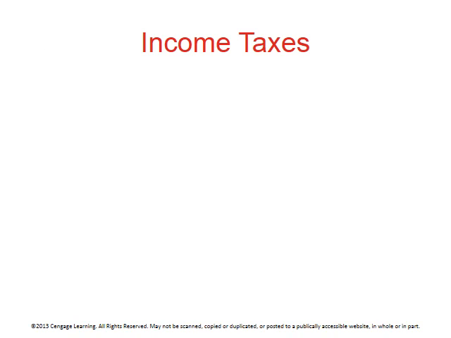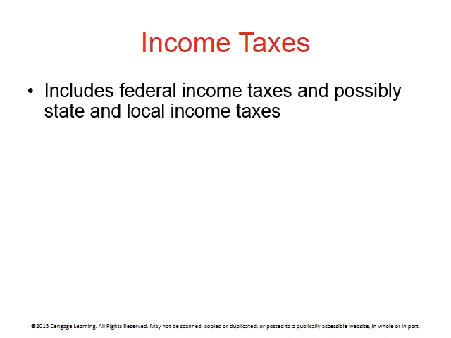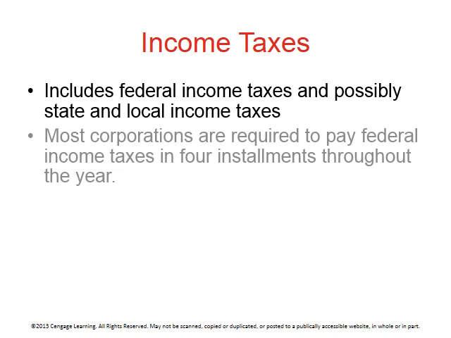So income taxes. Everybody loves income taxes. You have federal tax, state tax, and maybe even local taxes depending on where you are. So if anybody works in Detroit or Pontiac, you know that you have to pay a city tax there in addition to state and federal. Typically, corporations pay federal income tax quarterly, so there'd be 4 installments throughout the year.